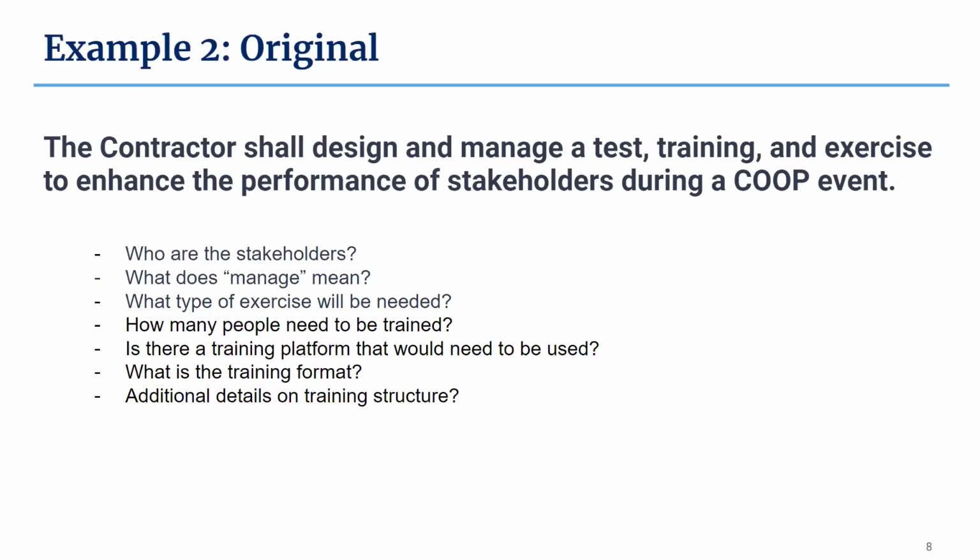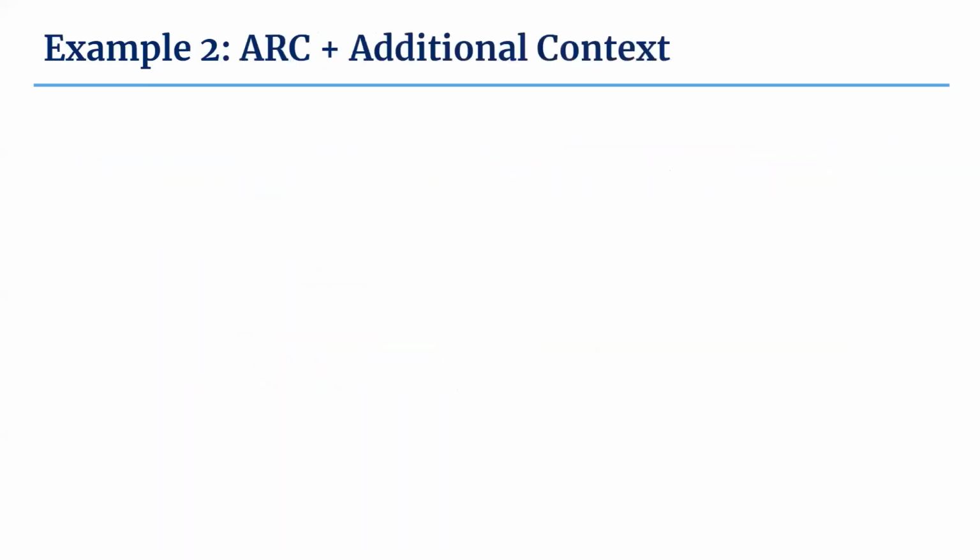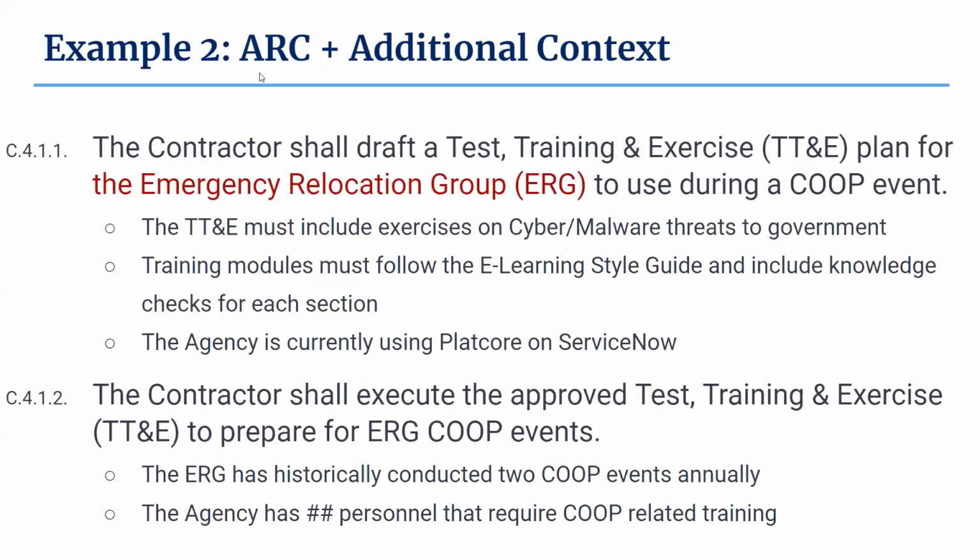All right, so if you want to write better requirements, start asking questions about how you're writing them and what your terminology means. All right, so if we take this original statement, here are some of the questions that one might ask about it. Let's look at how we might revise these statements. In this case, we're going to revise these into a clearer ARC format. We're focused on the result and outcome, but we're also going to add additional context. All right. So first, the contractor shall draft a test, training, and exercise plan.